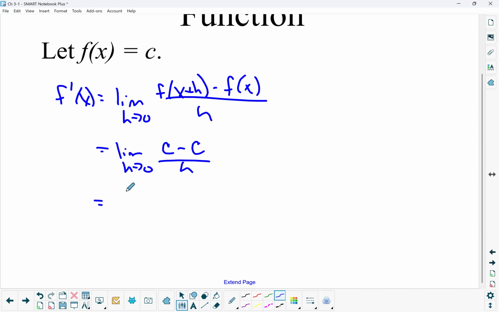This would be the limit as h approaches 0 of 0 over h, which is 0. Doesn't matter what h approaches. 0 divided by h is 0. So the derivative of a constant function is 0.